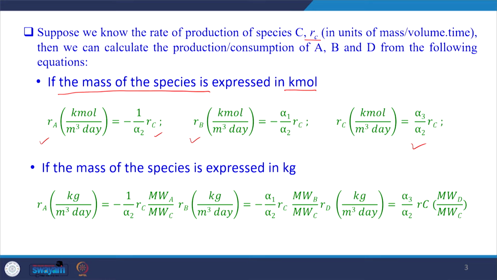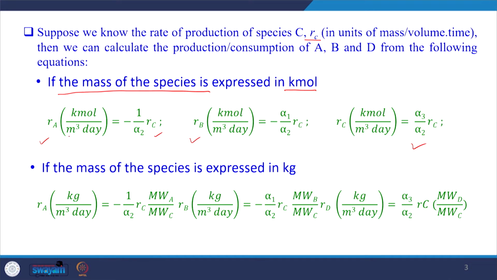If the mass is expressed in kg, it is possible that we have the values known in kg per liter or something like this. Under those conditions we will have to convert those kg values into molar units, and for doing this we will have to use the molecular weight. So, the above equations get modified as here. We can see the initial values are the same, but we have to multiply by the molecular weight of A divided by the molecular weight of B. Similarly, for RB we can find out, and similarly for RD also.